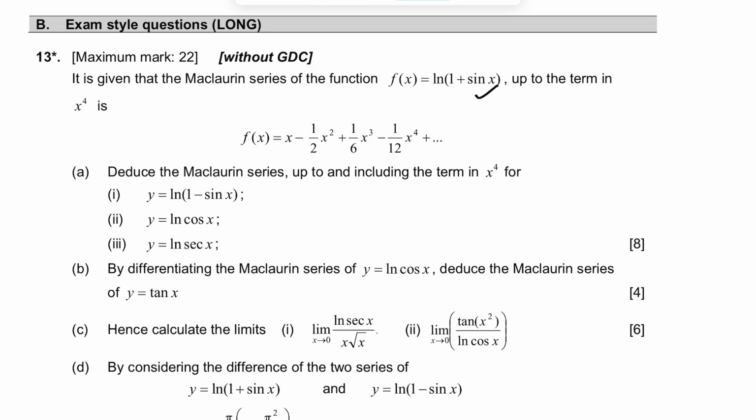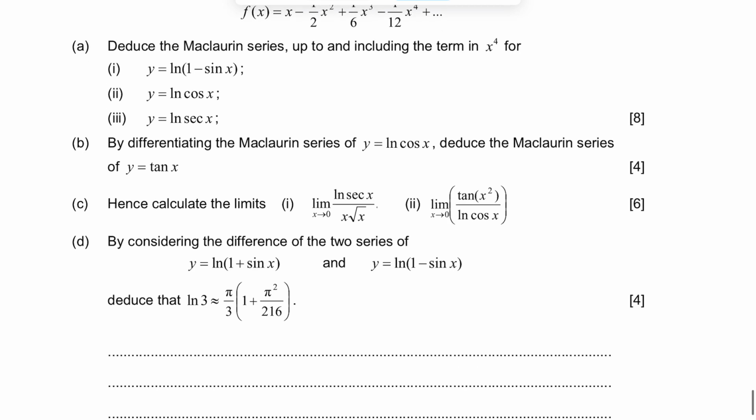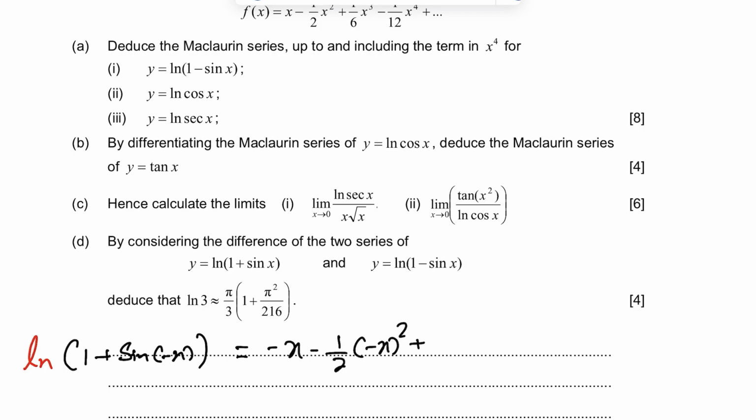It is given that the Maclaurin series of the function f of x equals ln(1 plus sin x) is given by this. So deduce the Maclaurin series for ln(1 minus sin x). So what we can see is that 1 plus sin x became 1 minus sin x. So how can I write 1 minus sin x as ln of 1 plus sine of negative x? Which means in that formula, plug in x as negative x. So it becomes negative x, minus 1 upon 2 times negative x whole squared, plus 1 upon 6 times negative x whole cubed, minus 1 upon 12 times negative x whole power 4.